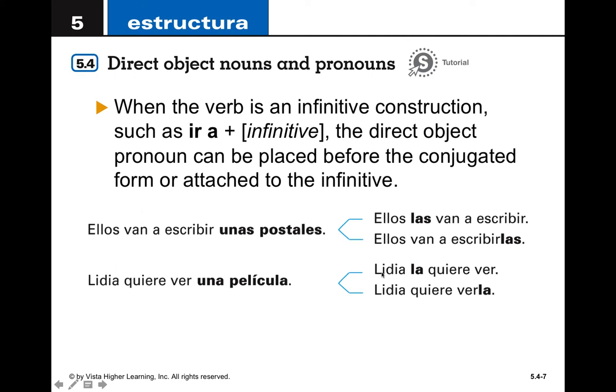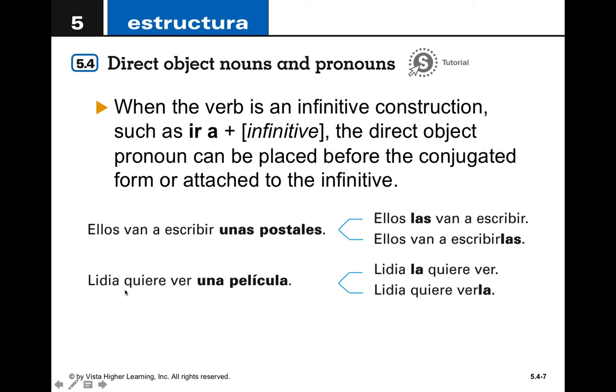Now we do have a couple options when it comes to talking about the future. So when we use ir plus a plus the infinitive, like going to do something, you can attach it. You could put it before the conjugated ir, or you can attach it to the end of the verb, right? So ellos van a escribir unas postales. If we want to say they're going to write them, you can say ellos las van a escribir, and the las referring back to unas postales, or ellos van a escribirlas. You notice that the las is attached to the verb. All right, so there is some freedom to choose there.